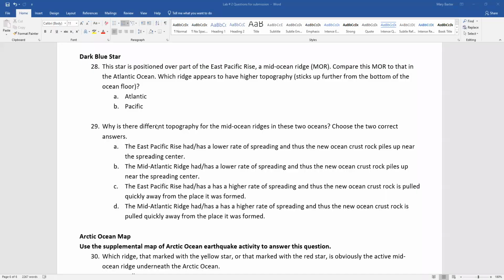Okay, so back to our question sheet. Why is there different topography in the mid-ocean ridges? What did I just say? And I'm sure the readings, certainly Marshak, probably talked about this as well. Okay.